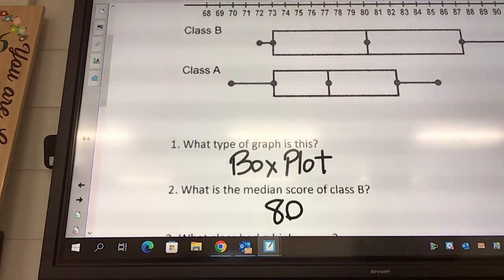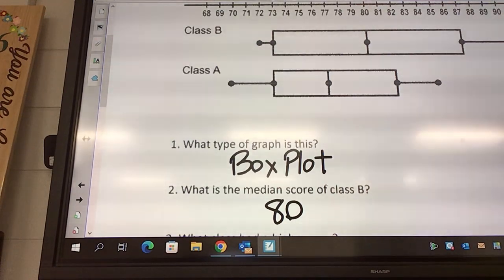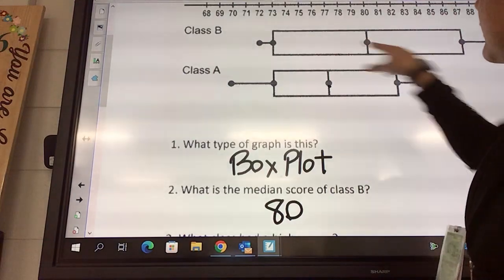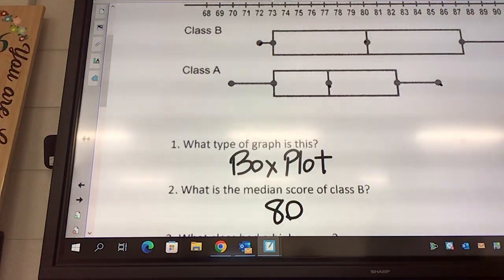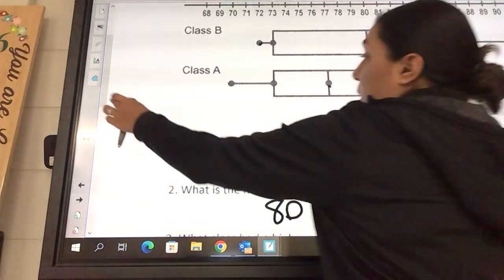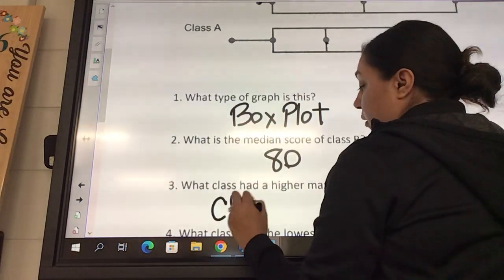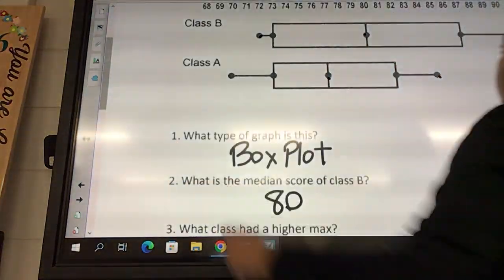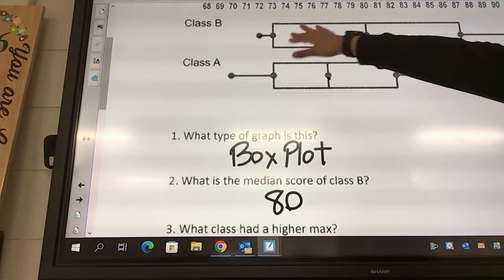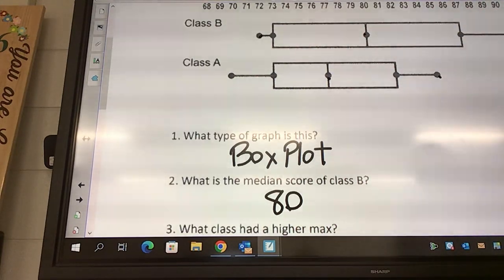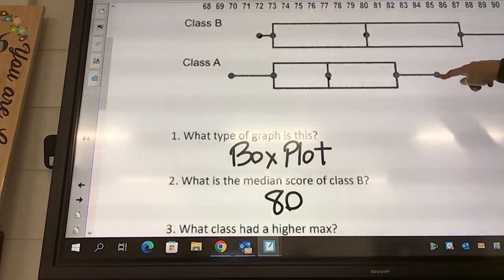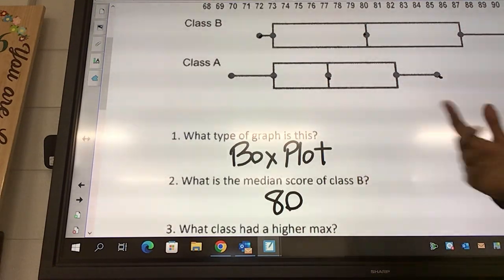Okay, which class had a higher maximum? So this is going to be our min, our median, and our max. Min, median, and max. So we can see that Class B had the higher maximum. Now what that means as far as the test, the highest test score on this test, so maybe period 1, somebody got a 93, whereas in period 2, the highest score was only an 85. That's what that means.